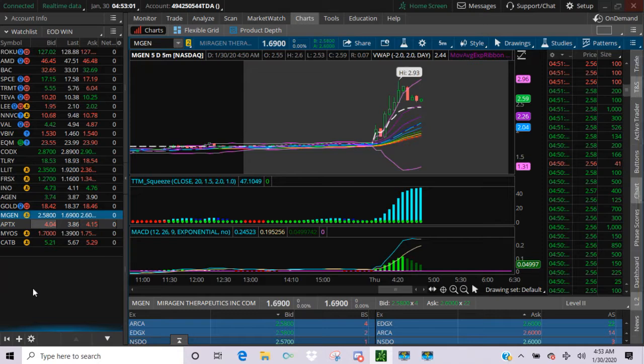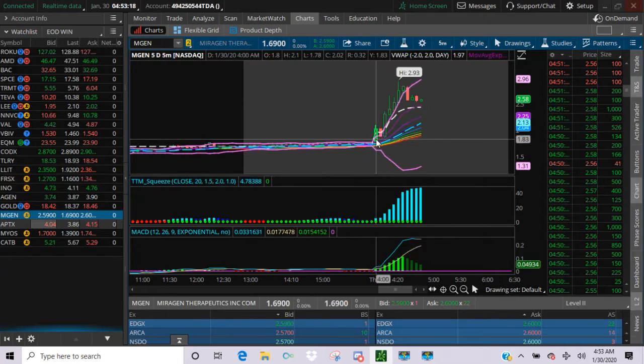This is what you want to look for. This is a catalyst. ERs and other things such as the coronavirus or whatever's hitting the news makes tickers move. You want to pay attention to this.